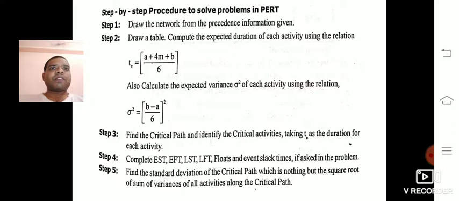In step 4, calculate EST, EFT, LST, LFT, floats, events, lags, times if asked in the problem. Suppose they ask you to calculate the earliest starting time, finishing time, latest starting time, latest finishing time, and floats, then we can calculate them; otherwise no need to calculate. Now we need to calculate the standard deviation of the critical path, and after that find out the z, and then the probabilities.